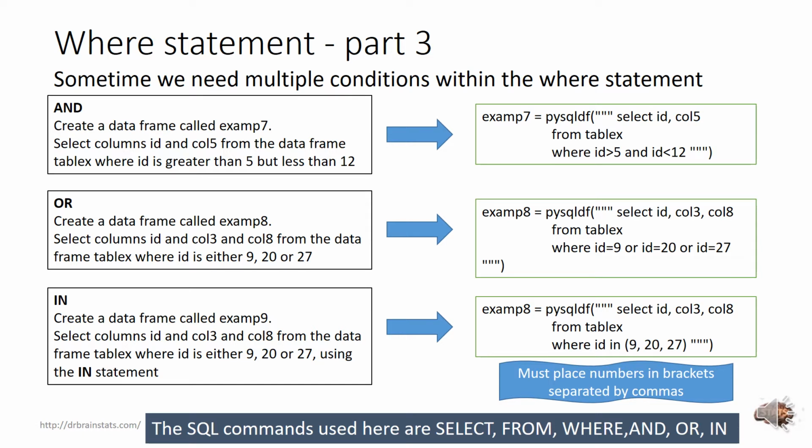This brings us on to the in statement. We're going to select columns ID and col3 and col8 from a table tab X, where ID is either 9, 20 or 27. This is the same as our previous example, but instead of writing down ID equals 9 or ID equals 20 or ID equals 27, we can use the in statement. So we see where ID in 9, 20, 27. You must remember to place the numbers in brackets, and the numbers need to be separated by commas.